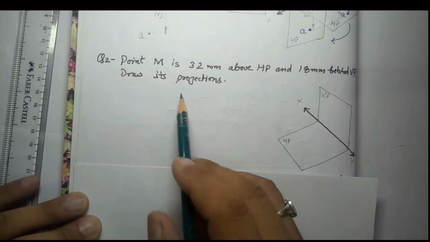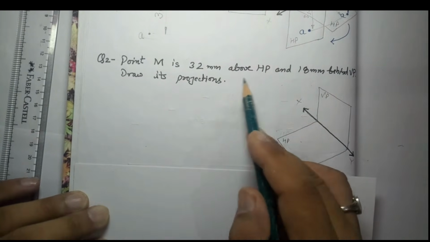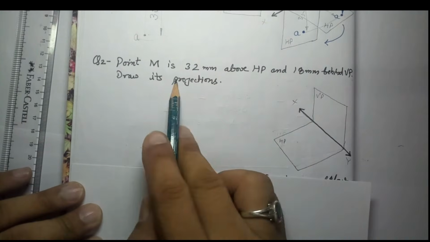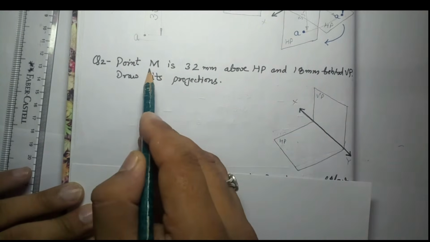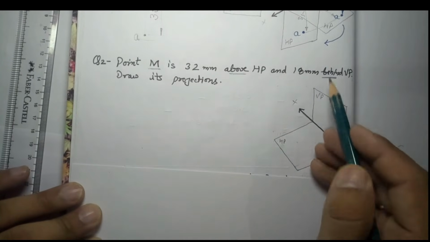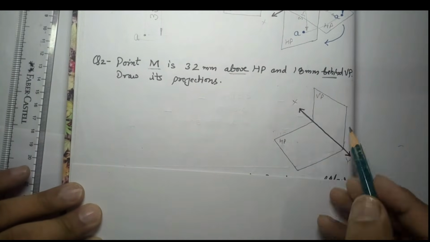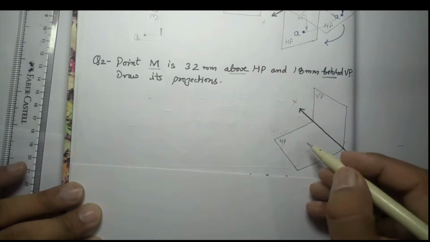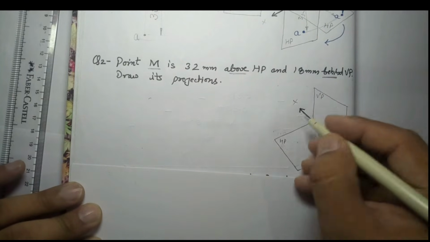Now the second question says that a point M is 32 mm above HP and 18 mm behind VP. Draw its projection. So first of all the point name M, above HP, behind VP. So above HP, behind VP, second quadrant. So I have done the second quadrant. The point M is 32 mm above HP. So from this HP it will be 32.